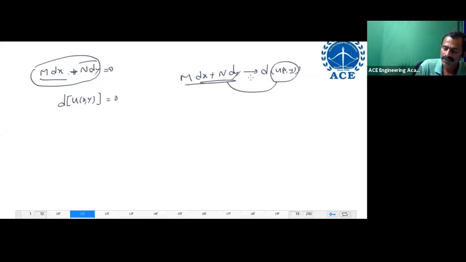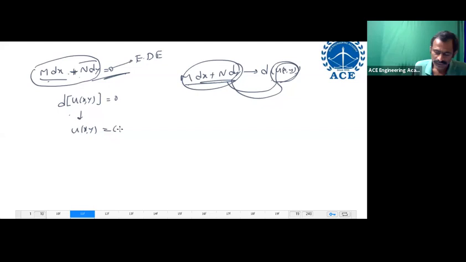If we can write the sum of the two terms as a single term like this, then this is the exact differential of this function, equal to 0. So this is the exact differential equation. If you are able to write the two terms as a single term, then this equation is called an exact differential equation. If it is exact, directly write the solution u of x comma y equal to c. For example, x dy plus y dx equal to 0. This is one term, this is one term.